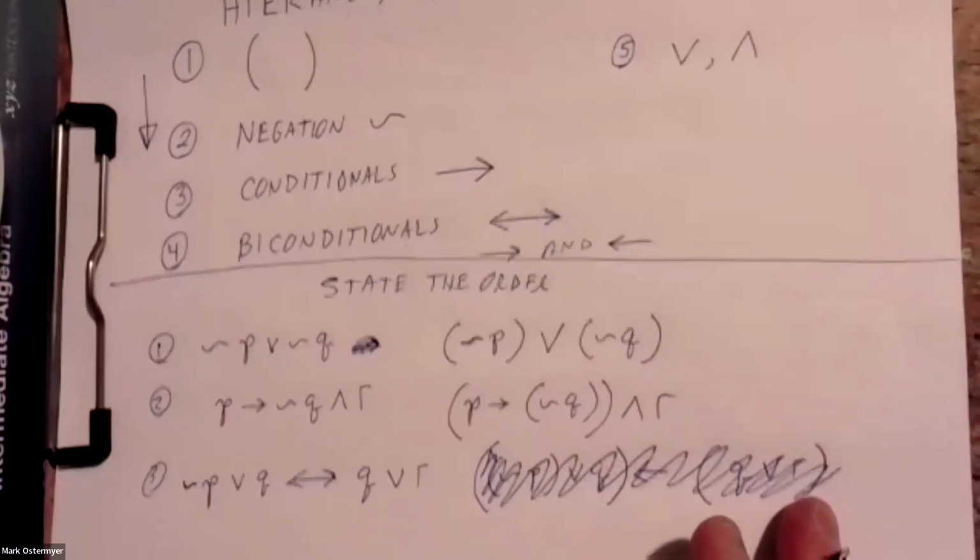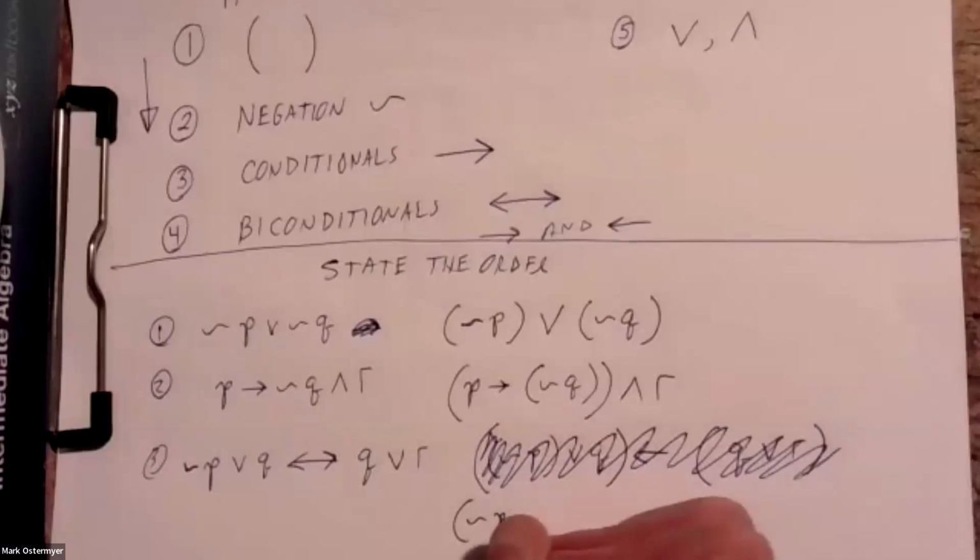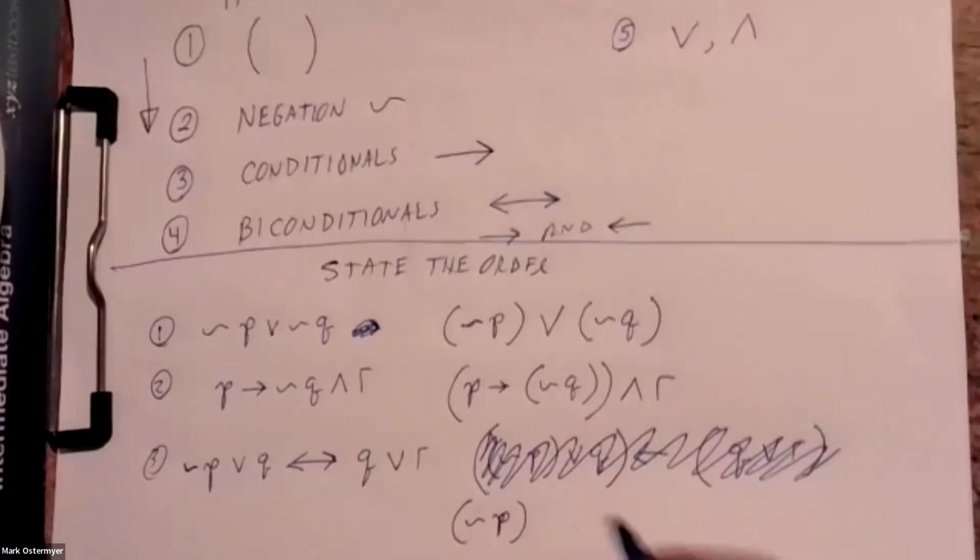Wouldn't the Q in the back be in the parentheses? This is wrong. Okay, let's start over here. We would do the negation of P first, correct? Right, we do the negation of P first. You are correct. Then we do the biconditional, don't we? Yes.